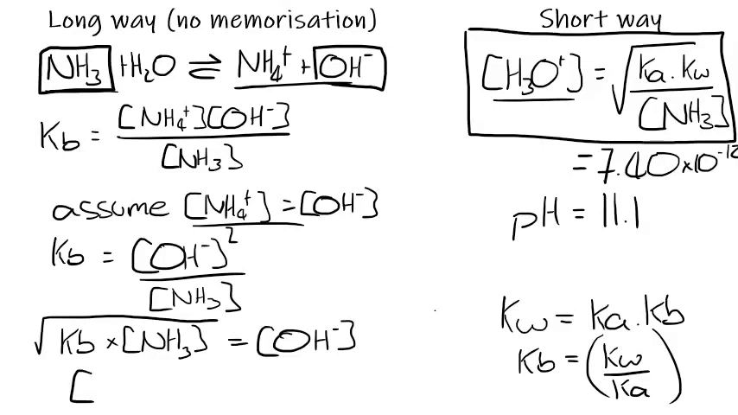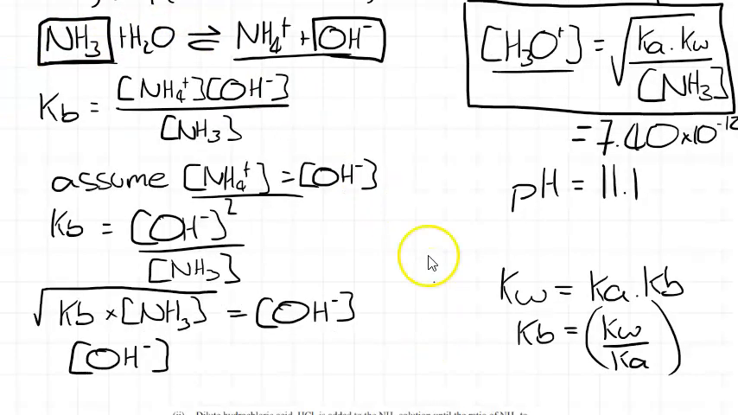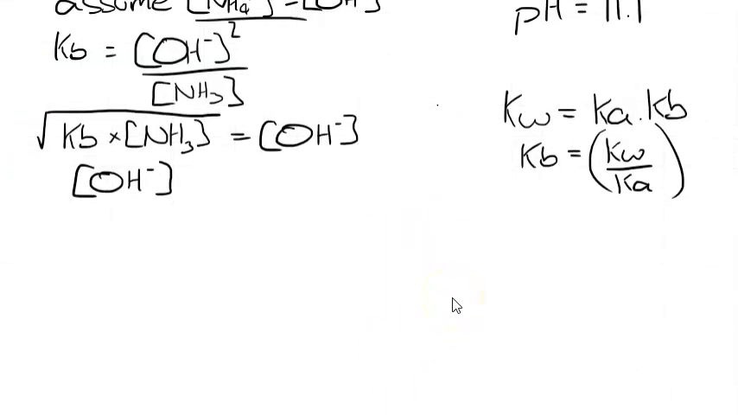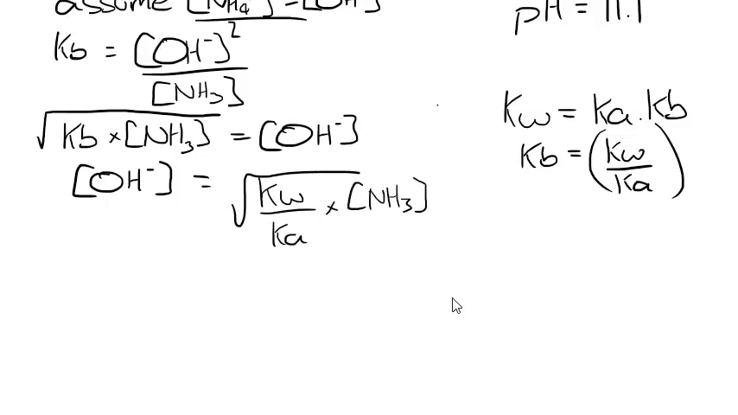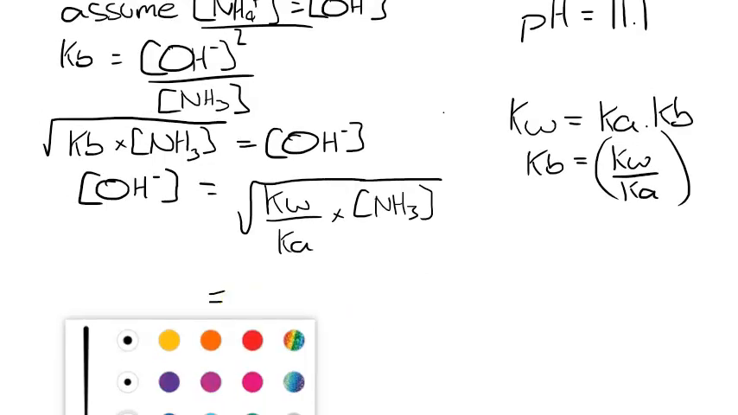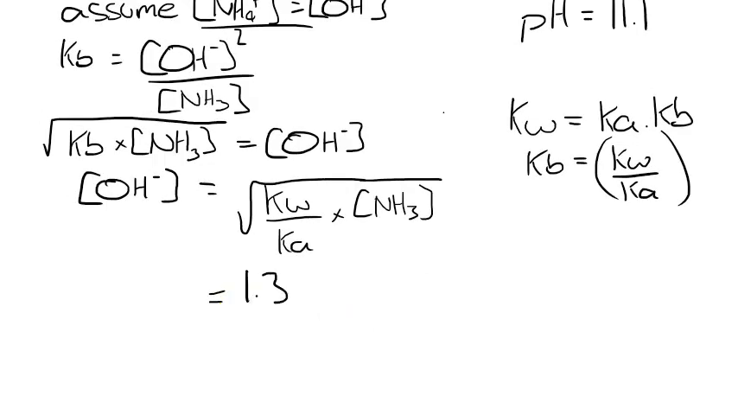So OH− is now going to equal, I'll get us some more room. You can see why this is a long way, and I guess there is still some memorization required. That equals the square root of Kw divided by Ka times NH3. I'll put this in the calculator, and that equals 1.35.